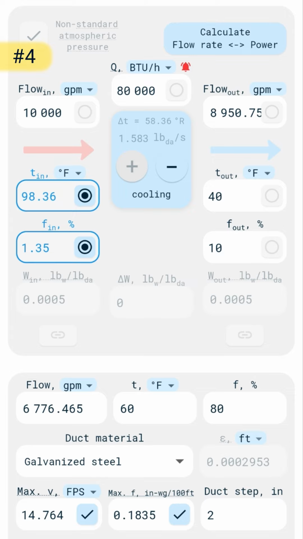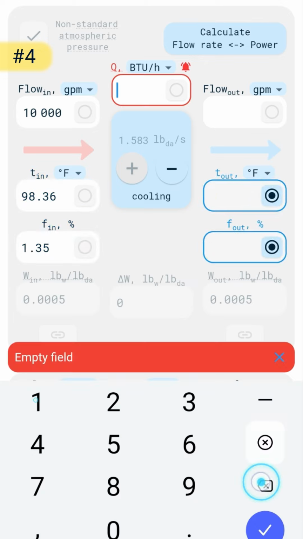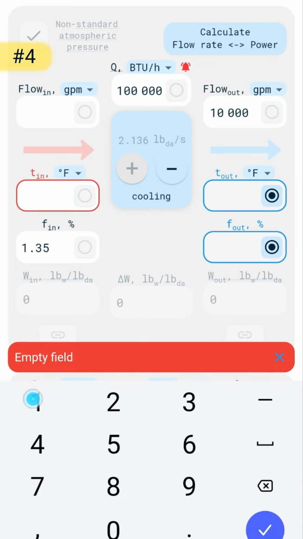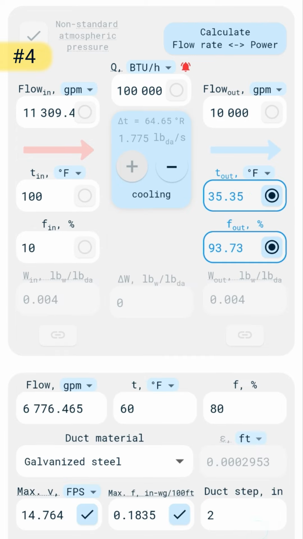And the final calculation option is determining the temperature and humidity of the outgoing air. This works similarly to the previous option. We input the power, the flow rate of either the incoming or outgoing air, and the parameters of the incoming air. We obtain the values of the outgoing air parameters.